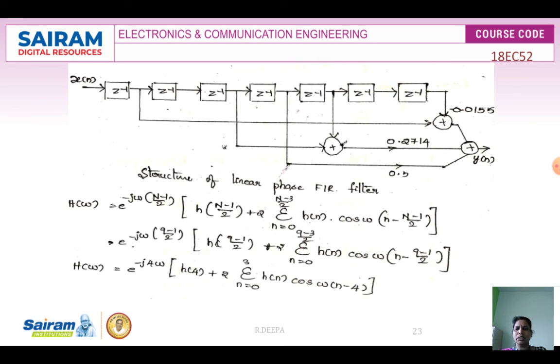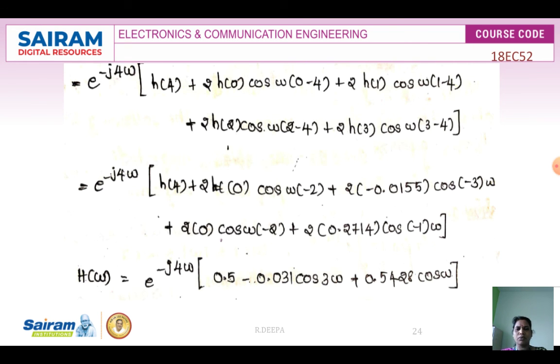How to find the frequency response? We have the formula for N odd as e power of minus j omega into N minus 1 by 2, times h of N minus 1 by 2 plus 2 times the summation from 0 to N minus 3 by 2 of h of n cos omega of n minus N minus 1 by 2. Let us substitute the filter coefficients and simplify, and we will write h of omega at the end. This simplification part is very easy, you can go through the steps. At last h of omega takes the form e power of minus j of 4 omega into 0.5 minus 0.031 cos 3 omega plus 0.5428 cos omega.